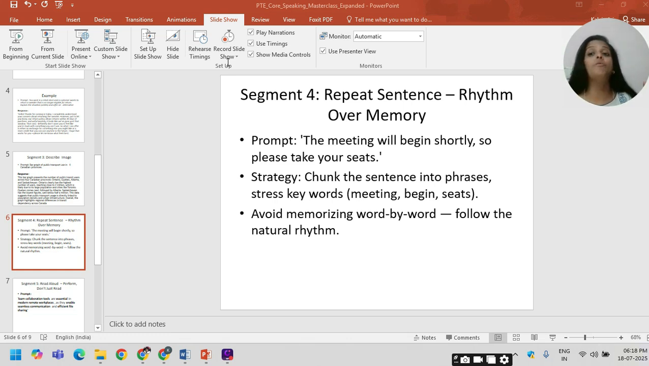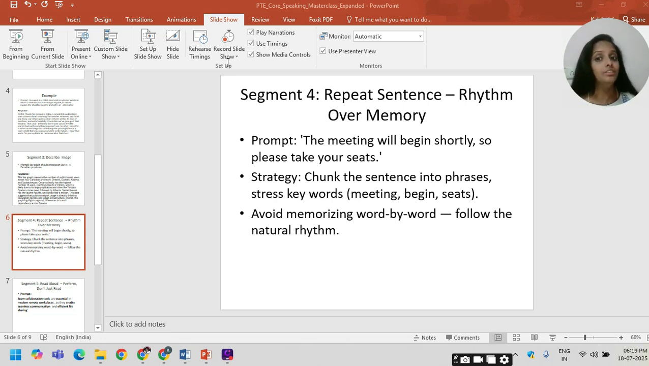I'll tell you the perfect approach would be the chunking of sentences. So you can remember saying that the meeting will begin shortly. So please take your seats. So you can use the chunking method and you can focus on key stress words. Okay, like the words such as meeting, begin, seats. These are the key stress words, right? So you need to focus on that and echo the rhythm.